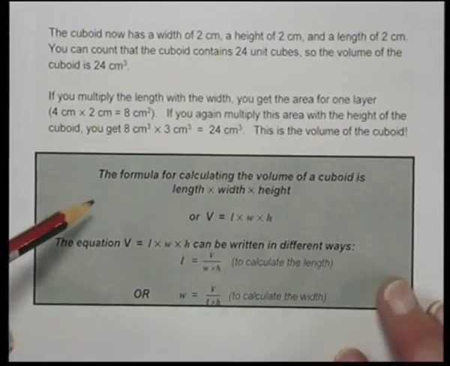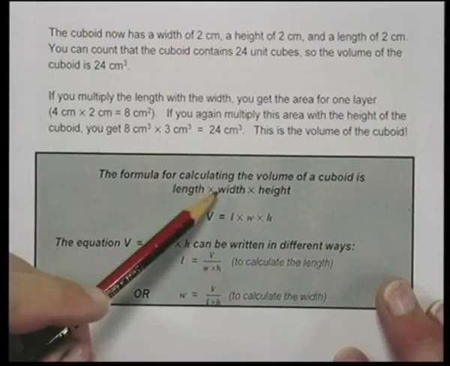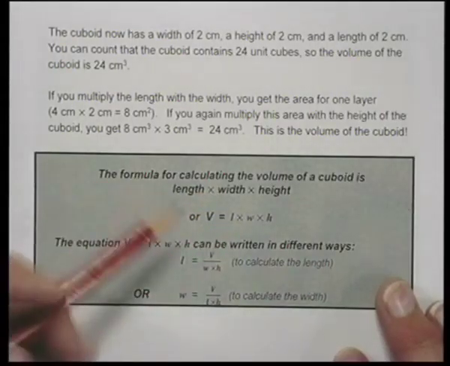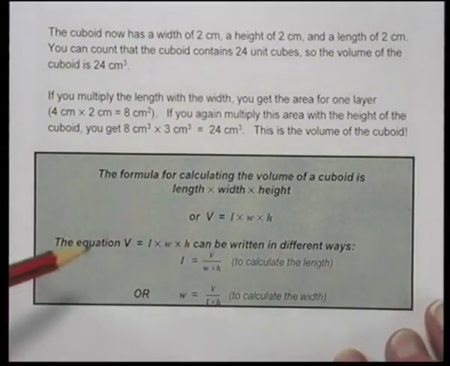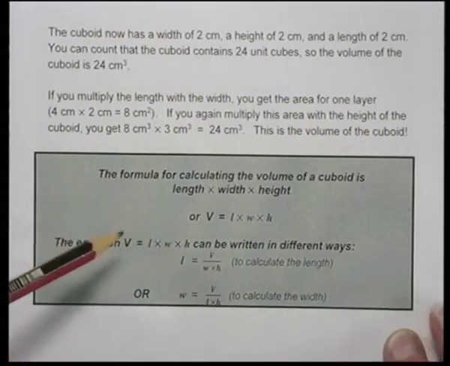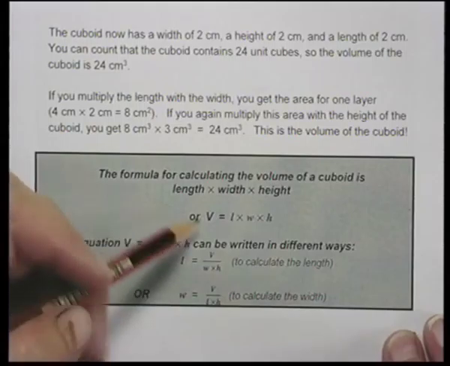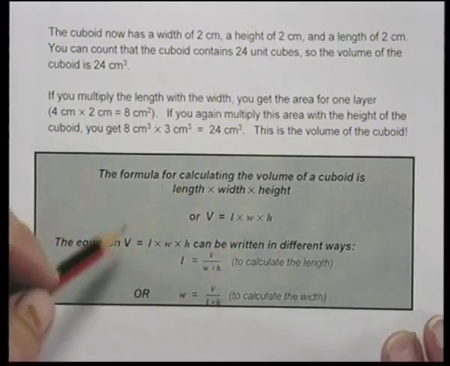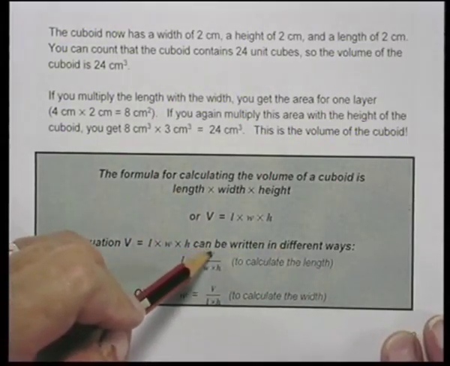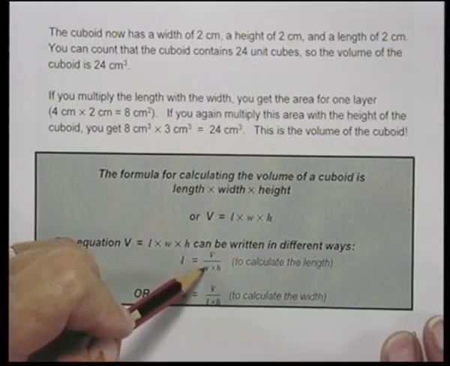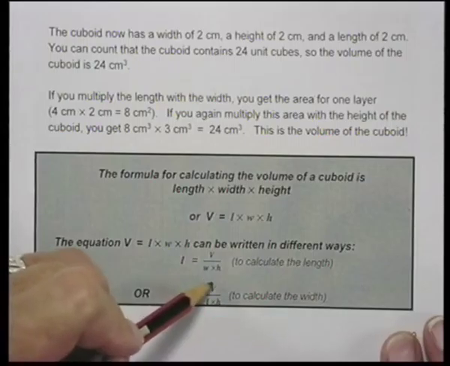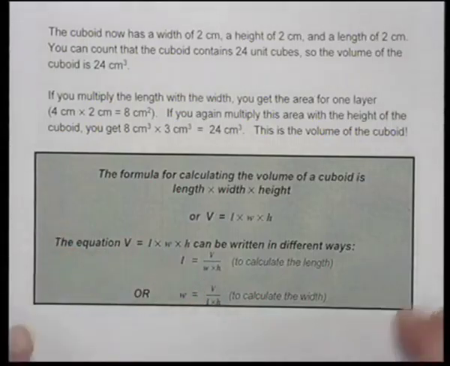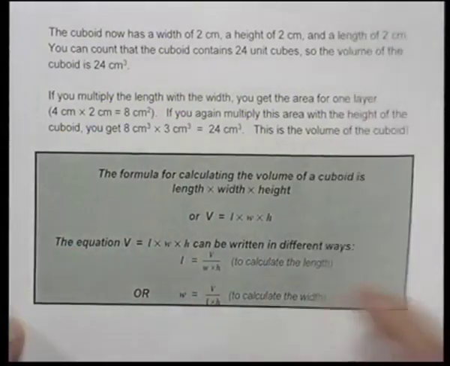The formula for calculating the volume of a cuboid is the length times the width times the height. So volume is length times W times H. And then the equation can be written in different ways. The length is now the volume divided by the width times the height. Or the width is the volume divided by the length times the height, if we want to find the width.